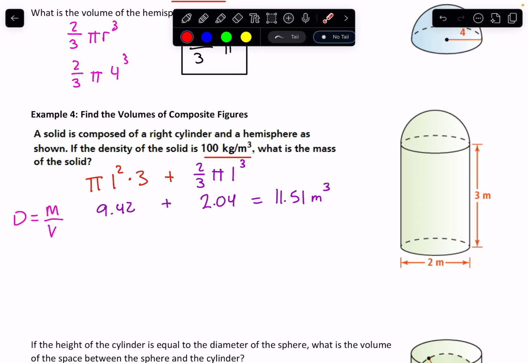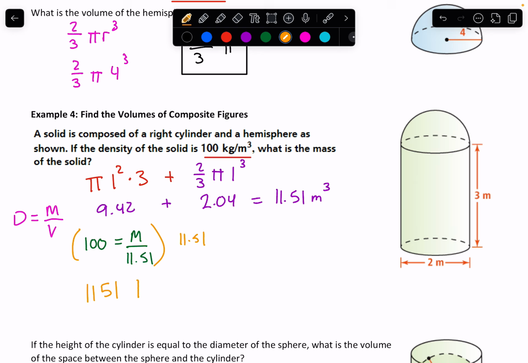In this case, if I know the volume and I know the density and I need to find the mass, I would set that up as density is 100, because it tells us that in the question, equals the mass I don't know, divided by the volume of 11.51. And then, of course, all I need to do is multiply both sides by 11.51. So 100 times 11.51 gives me 1,151. 1,151 is a measurement of mass, so that is in kilograms. And the mass of this silo is 1,151 kilograms.